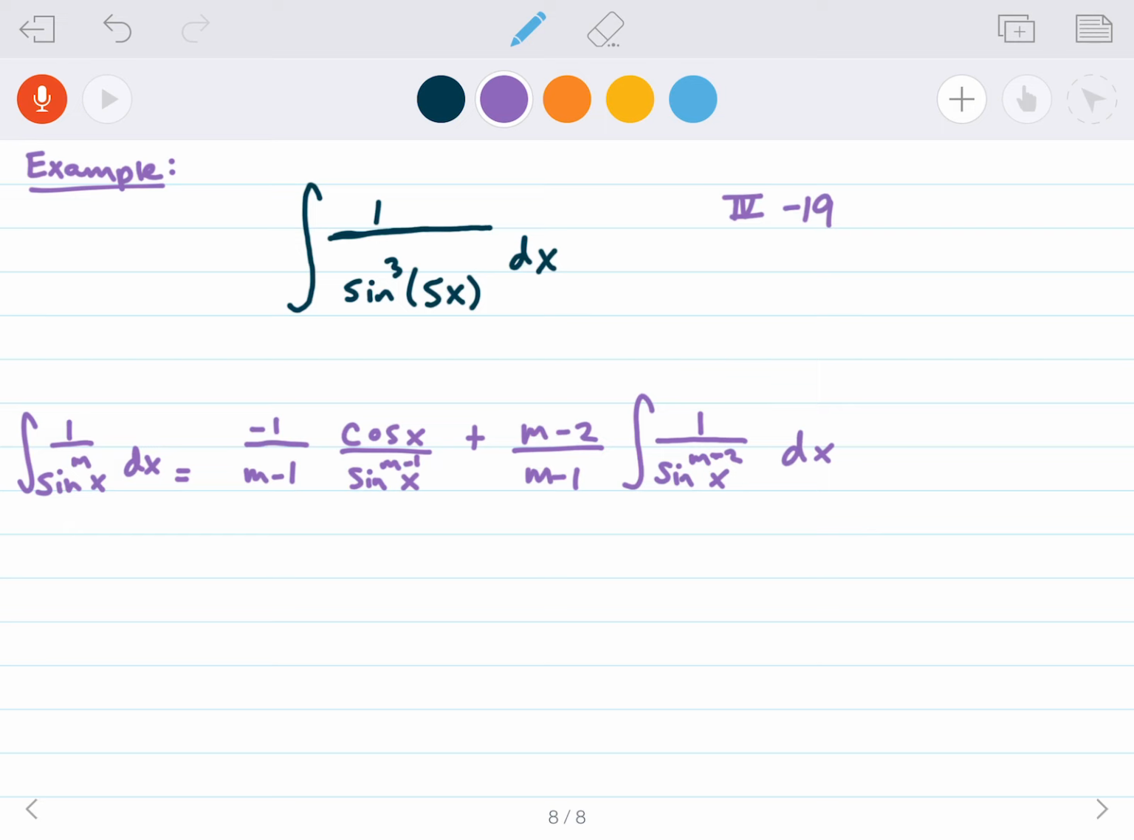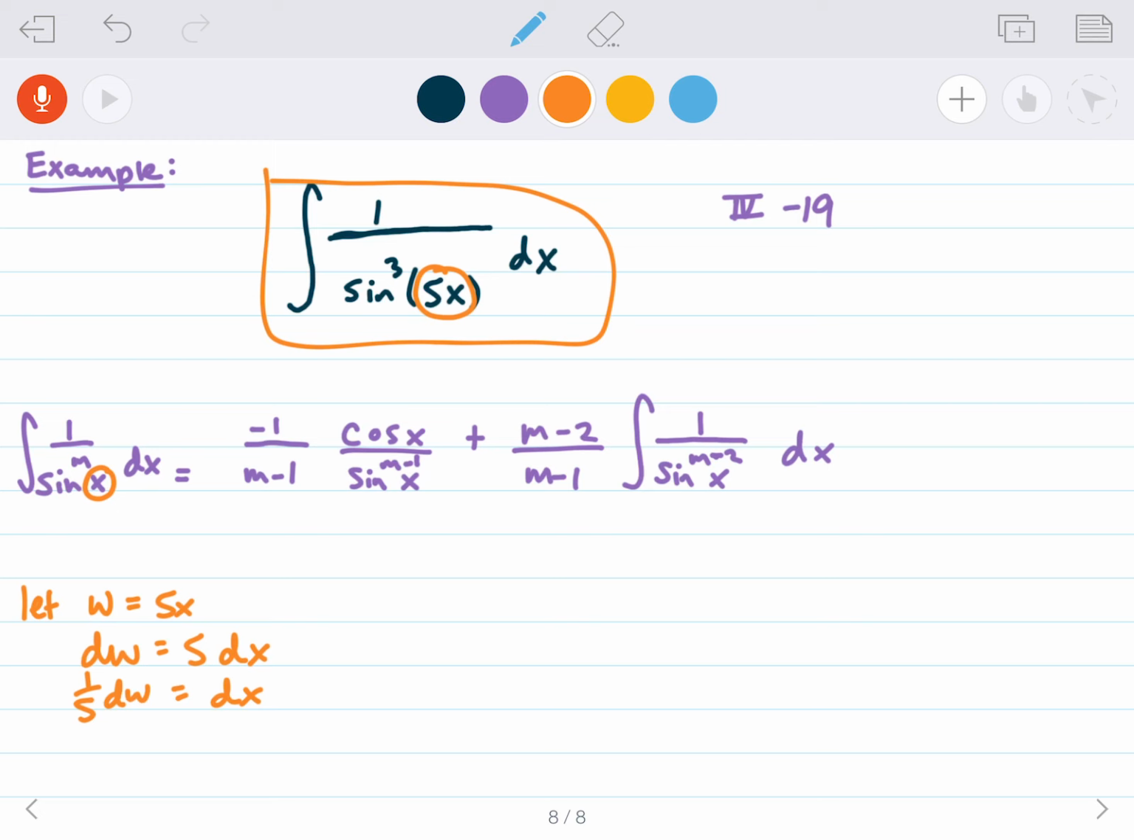All right, so there's my formula. Now, again, just like in one of the previous problems, we want there to be a single variable. We don't want this 5x business. So we're going to make a substitution right off the bat. We're going to let w equal 5x. Therefore, dw is equal to 5 dx. Therefore, dx is equal to 1/5 dw. So this is what we're going to sub in.